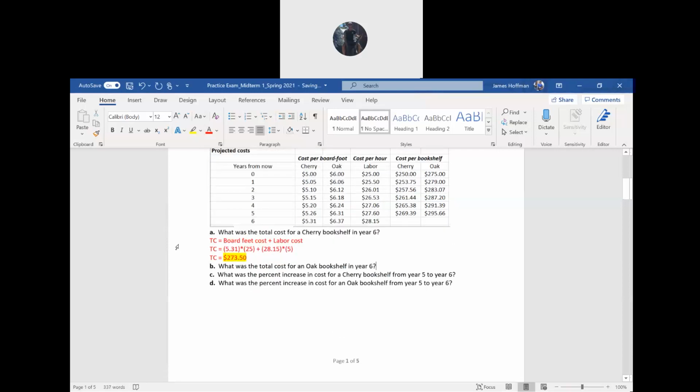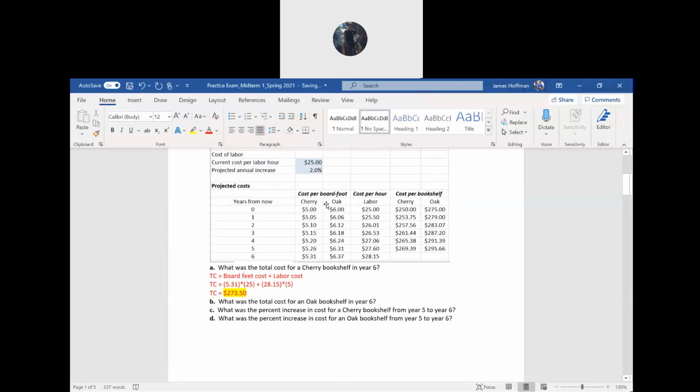Okay, so you can do the same thing for the oak bookshelf, and just know the difference is it's a little more expensive for oak. Oak costs in year 6 with the inflation $6.37 a board foot, but the labor cost is the same. There's no added skill in making a cherry bookshelf versus an oak, so the labor cost is the same. Total cost is just the sum of both costs.